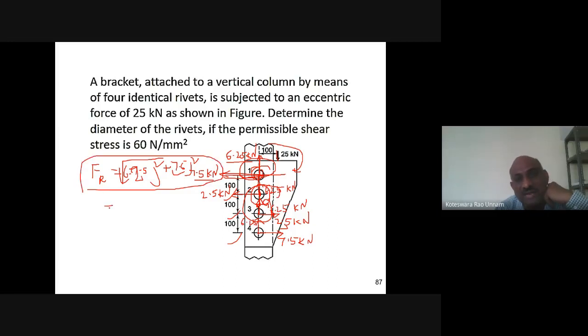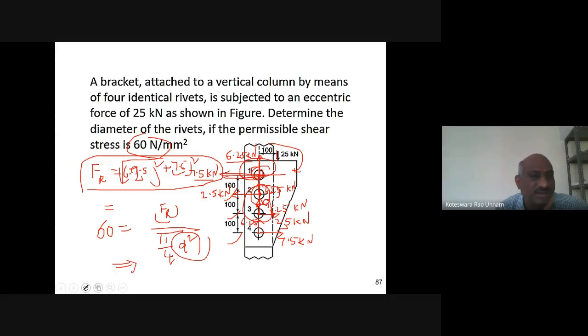So now I'll equate this to the allowable shear stress. He has given it as 60 Newton per mm square. So finally your equation is 60 equals Fr max divided by 5/4 d square. Now I know everything, so if I substitute that, I'll get the d value. So that's it. That is the solution.